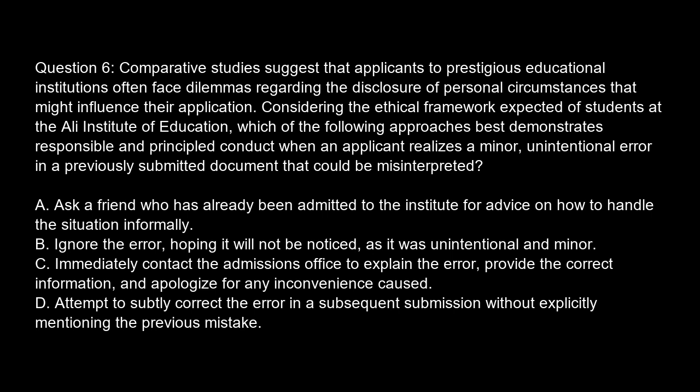Option A. Ask a friend who has already been admitted to the institute for advice on how to handle the situation informally. Option B. Ignore the error, hoping it will not be noticed, as it was unintentional and minor. Option C. Immediately contact the admissions office to explain the error, provide the correct information, and apologize for any inconvenience caused. Option D. Attempt to subtly correct the error in a subsequent submission without explicitly mentioning the previous mistake.